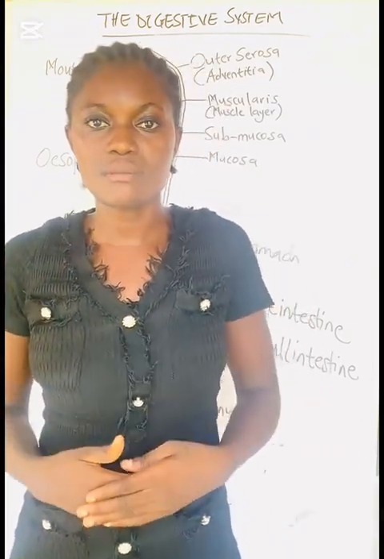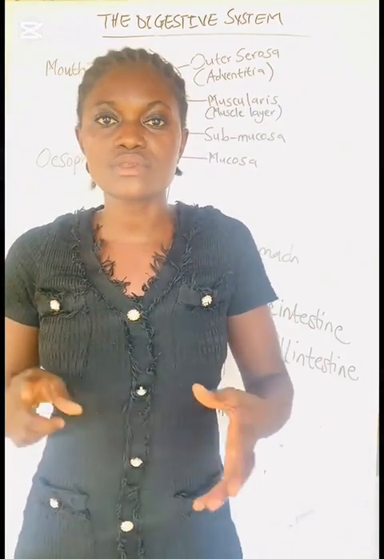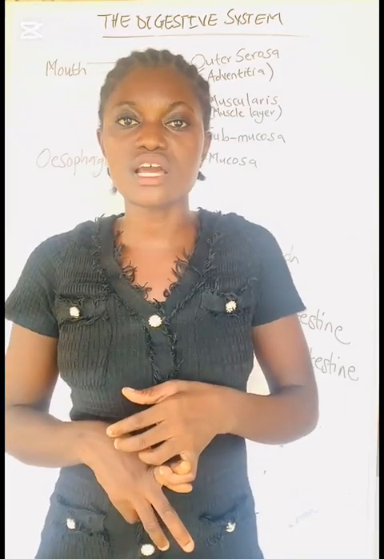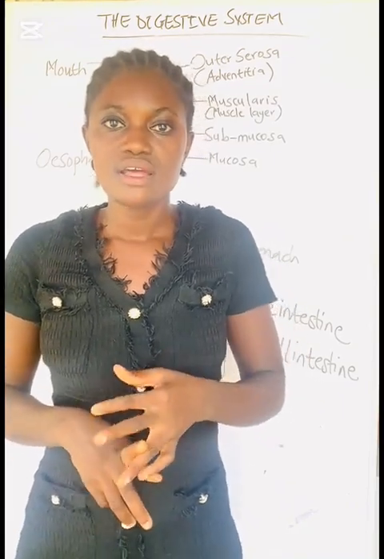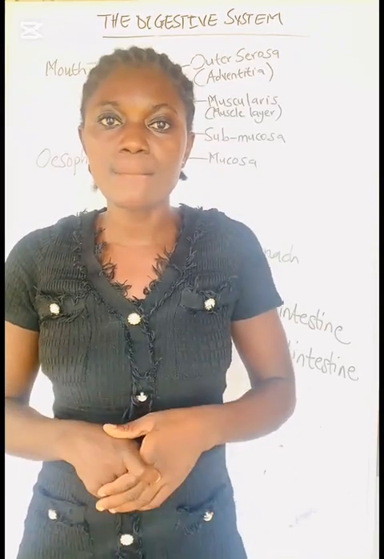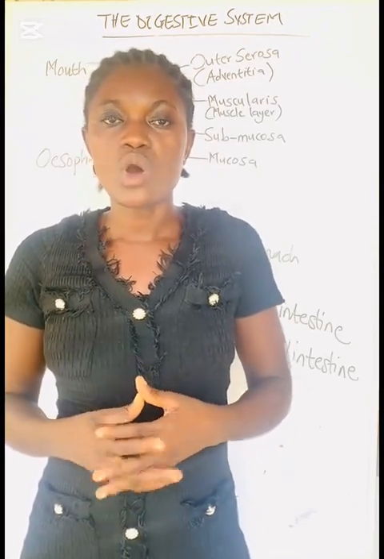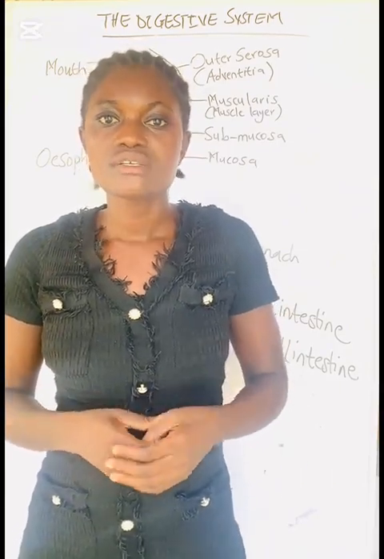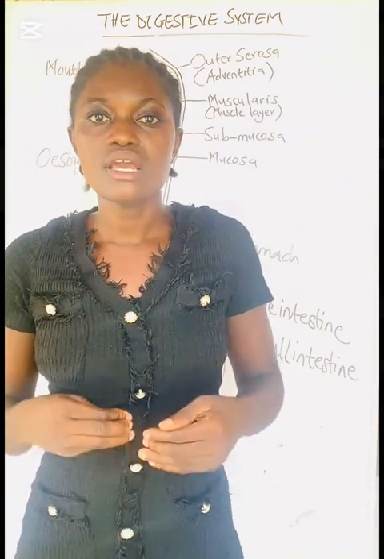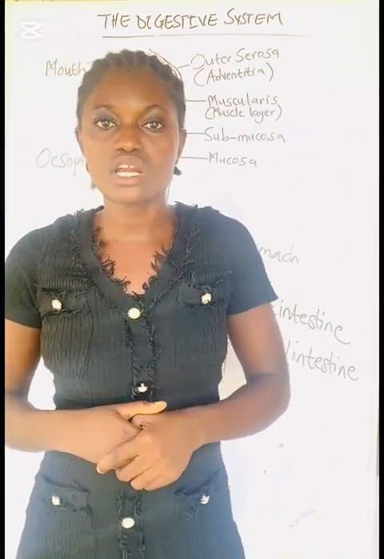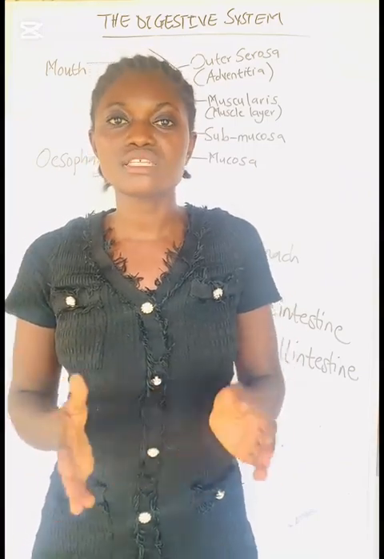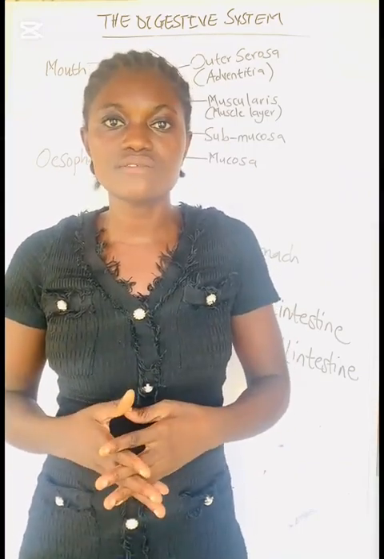That is the system. So the digestive system consists of the alimentary canal or the gastrointestinal tract, the liver, the pancreas, the gallbladder, and among others, of which these associated organs that I've mentioned secrete their contents into the alimentary canal or into the gastrointestinal tract. So that is simply the digestive system.